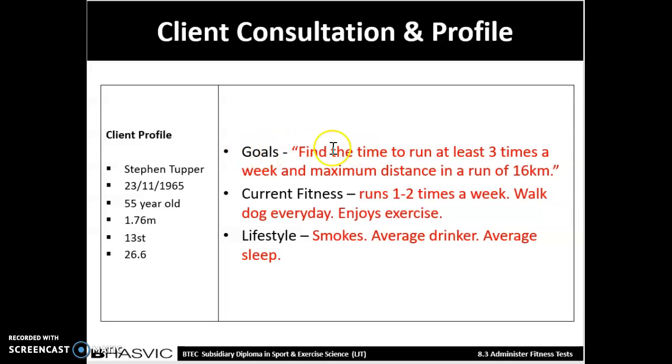So their goal in particular from the consultation was to find the time to run at least 3 times a week and a maximum distance of a run of 16 kilometres. And their current fitness, they run 1 to 2 times a week, so getting up to 3 times a week is quite doable, quite easy. They also walk the dog every day and enjoy exercise. So they're very active and live quite a healthy lifestyle. However, they do smoke, they're an average drinker, and they have average sleep.